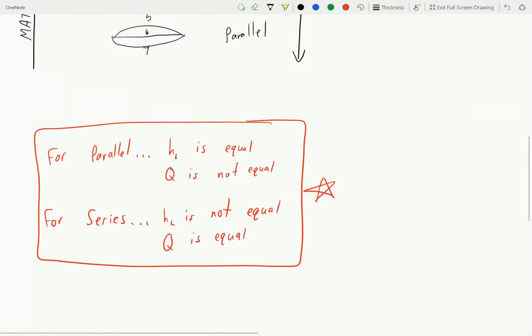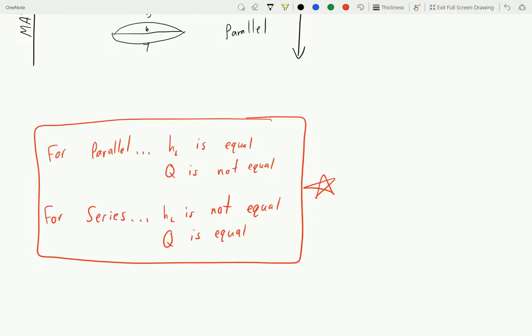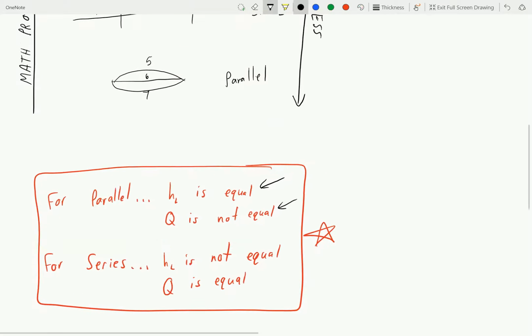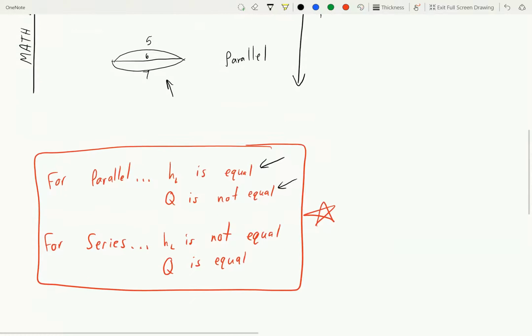Another thing to note, which is a really important concept for these types of problems: for pipes that are in parallel, the head loss is equal, but the discharge is not. So for this bottom part, the head loss is going to be the same for pipes 5, 6, and 7, but the discharge between those pipes is not the same. And similarly for series, it's the opposite: the head loss is not equal, but the discharge is equal.